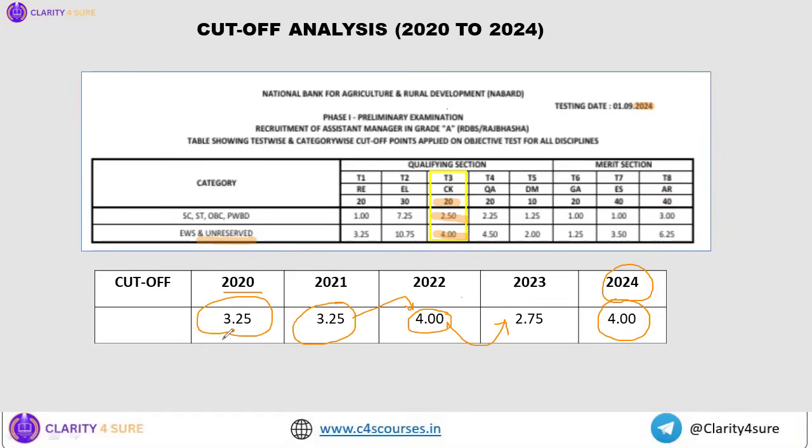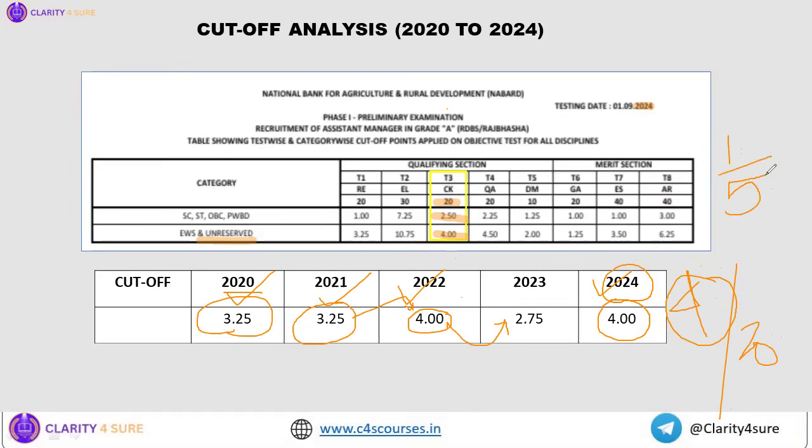Now here you see that in 2020, 2021, 22 and 2024, that means for maximum years, the cutoff is in this range of 4 or near to 4. And with this cutoff, 4 out of 20, that means you can say 1/5. The cutoff for this computer section has ranged around 1/5.